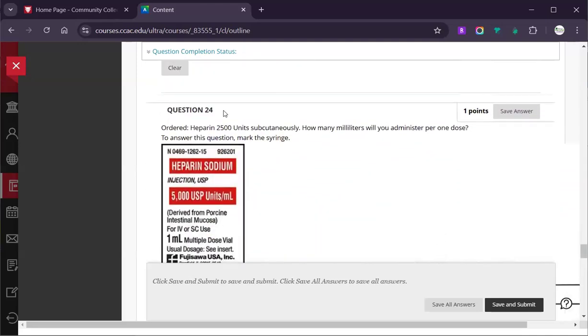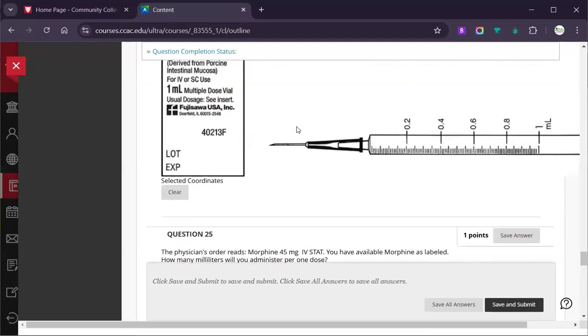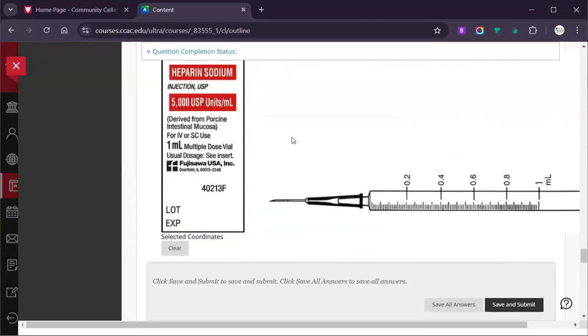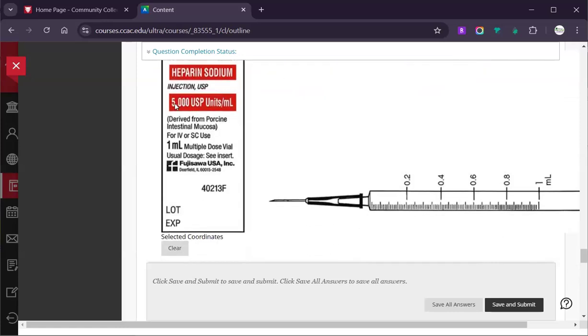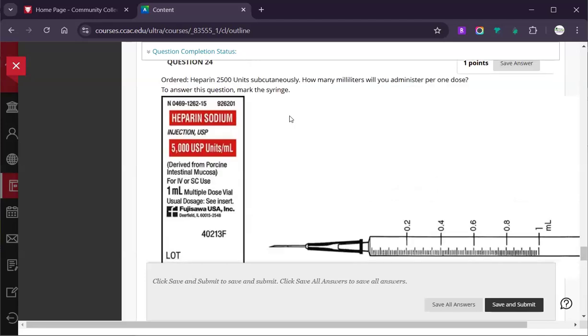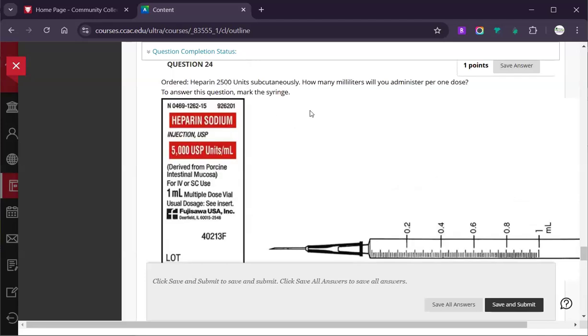Okay, a couple more questions. This is another drag-and-drop question. It says the order is heparin 2,500 units. How many milliliters do we administer per one dose? You can see that what's available is 5,000 units. So I'm just going to take 2,500 divided by 5,000. Remember, it's always the order over what you have available. Don't reverse that, because then you'll get the wrong answer.